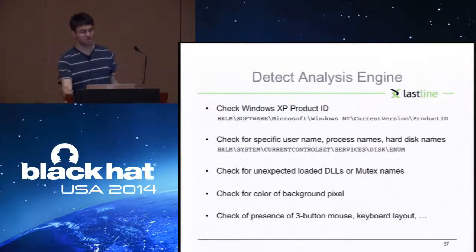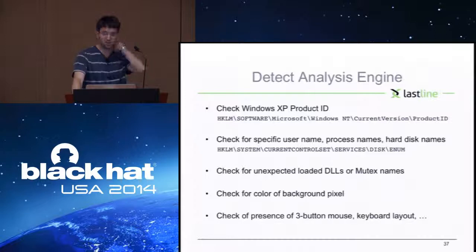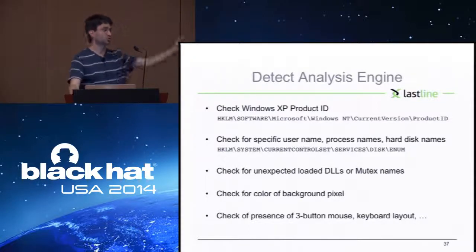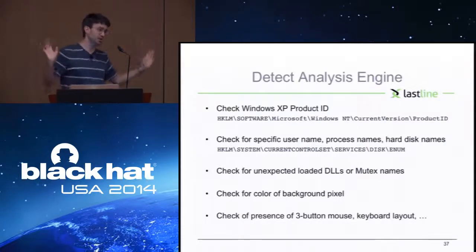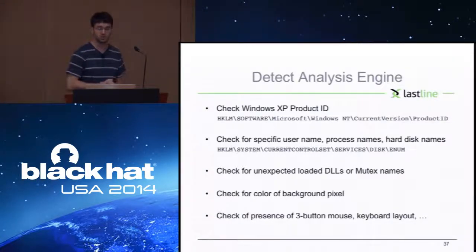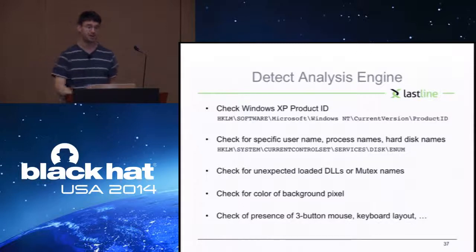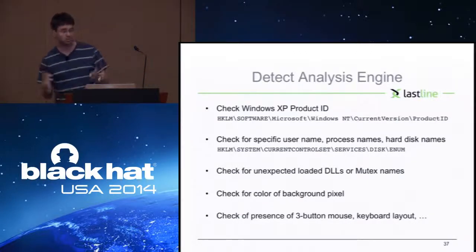You can check for unexpected DLLs that are loaded, or mutex names. In Anubis, we actually had a fun case where they were fingerprinting the pixel-by-pixel color of the background of our analysis system. They said, these guys always launch a DOS box at this particular location, so if this pixel is yellow, this is red, and this is black, I know that I'm in Anubis. Very sophisticated checks. Also presence of enough RAM, a 3-button mouse, the keyboard layout: a lot of checks that you can do.